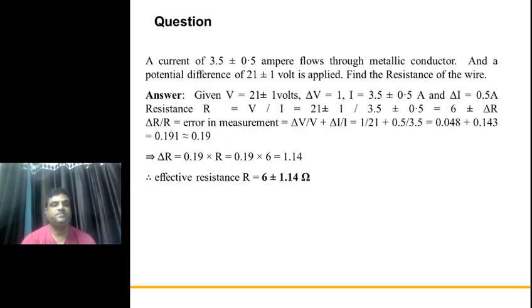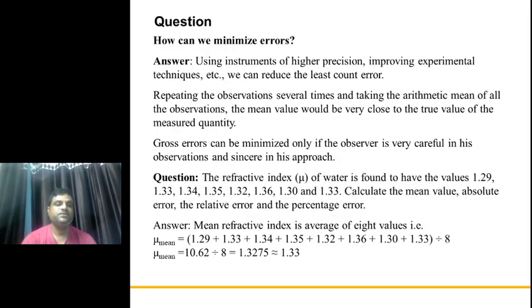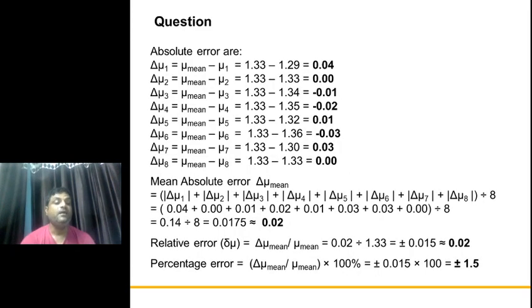See this particular question. In this question, we have calculated almost all the quantities. We calculated the mean value, the absolute error, the relative error and the percentage error. For calculating the relative error, we required the mean absolute error, so we also calculated the mean absolute error. It is a very simple formula, and I think you are familiar with this type of formula.